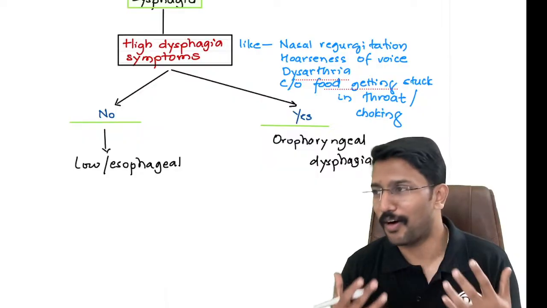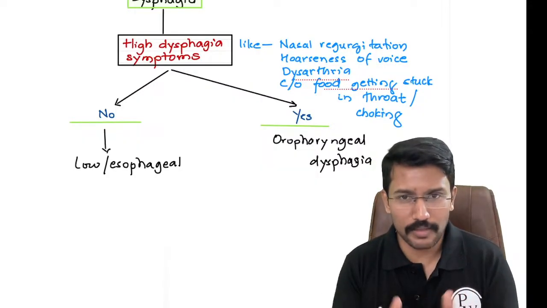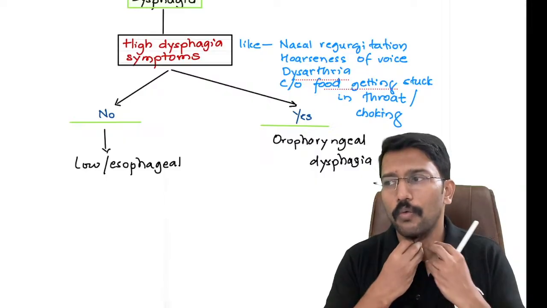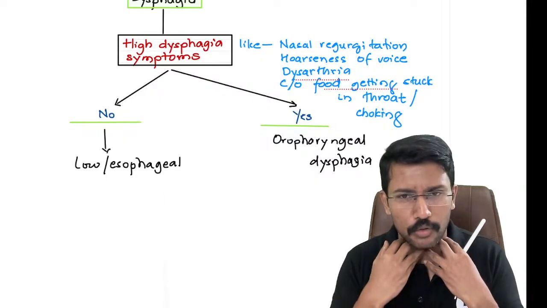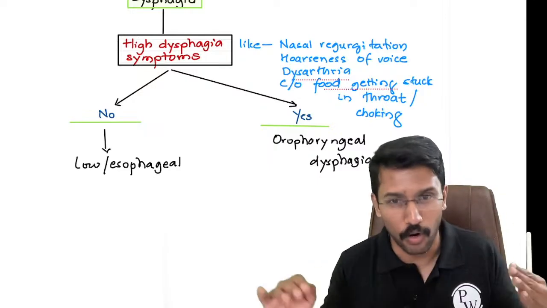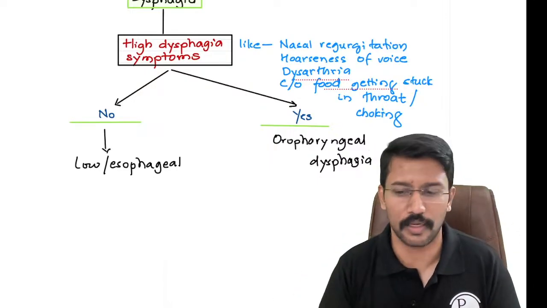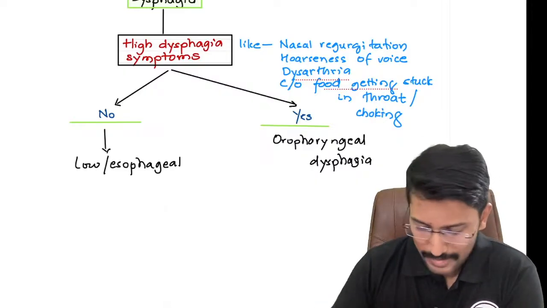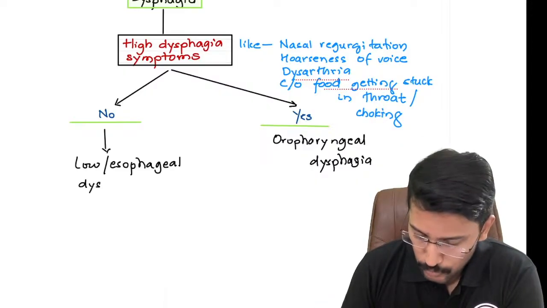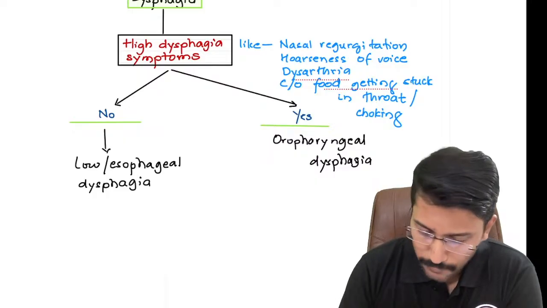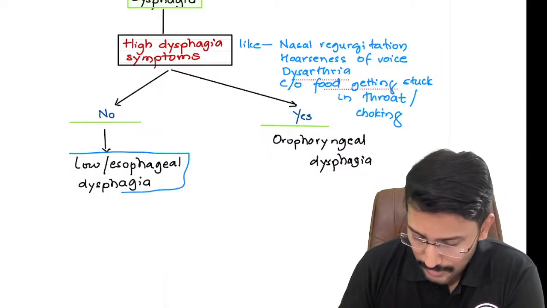Choking means, how to describe choking? Well, choking is a common English term which means you are not able to push whatever has come into your throat into your esophagus. So, you feel like your breathing and swallowing both are halted for a very small fraction of a second. That is what we call a choking sensation. Okay, so low or esophageal dysphagia. If these high symptoms are not there, then I will count it as low dysphagia or esophageal dysphagia.